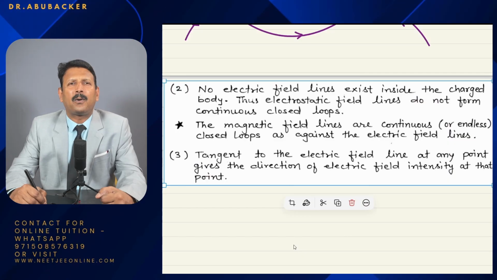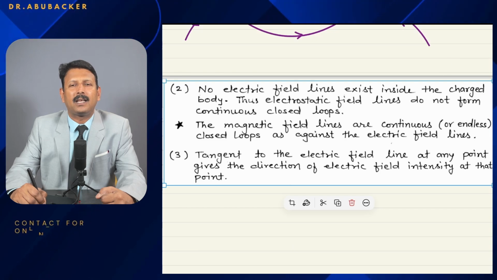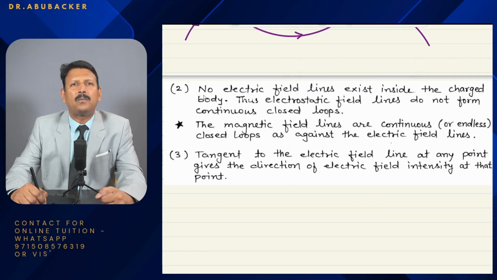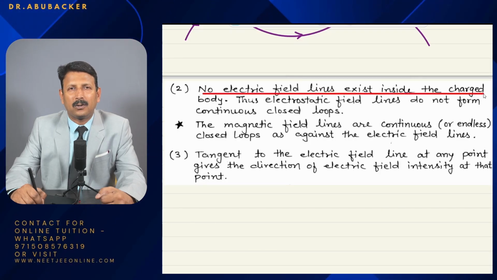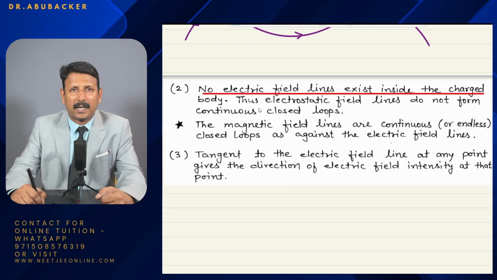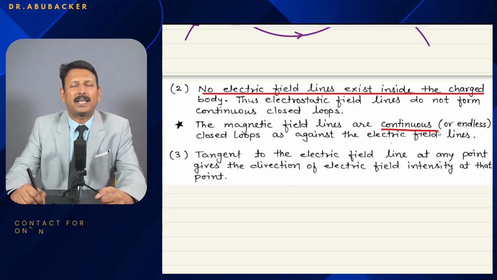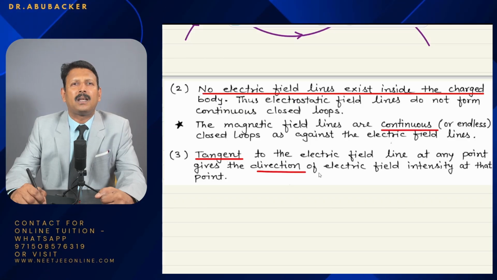Another point is, no electric field lines exist inside the charged body. Thus, electrostatic field lines do not form continuous closed loops. In the case of a magnet, you remember, they pass through the magnet, so they form continuous closed loops. But in the case of this one, no such formation. The magnetic field lines are continuous. You remember the magnetic field lines due to a bar magnet.